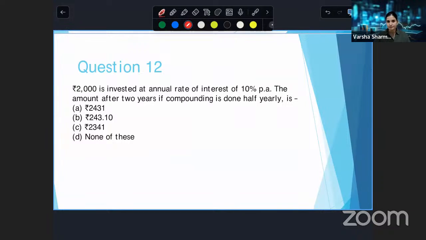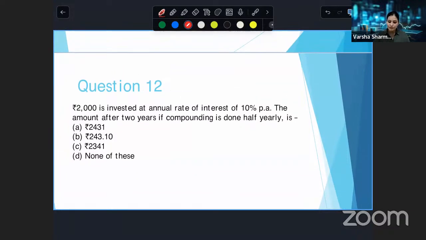For 12. Rupees 2,000 is invested at annual rate of interest of 10% per annum. The amount after 2 years, if compounding is done half yearly, amount, right? So amount P(1 + I)^n. Principal 2,000. Rate will be 1.05 because it's half yearly. 2 years for half yearly, it will be 4 times. 2431.01. So 2431 will go. Clear? Clear?